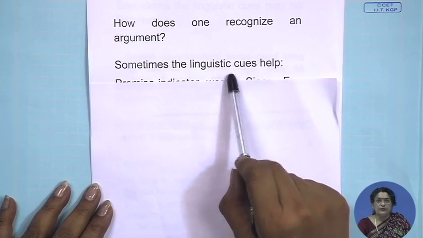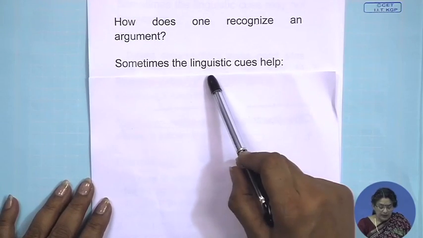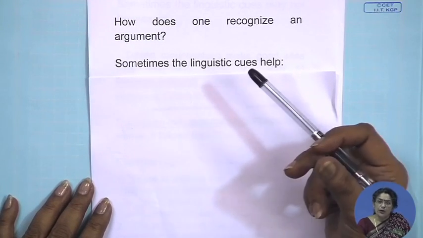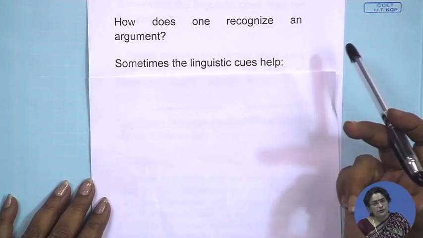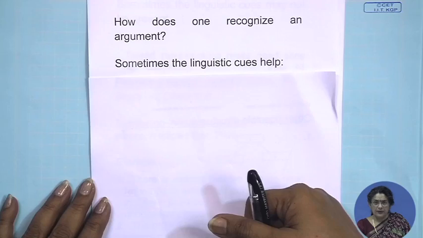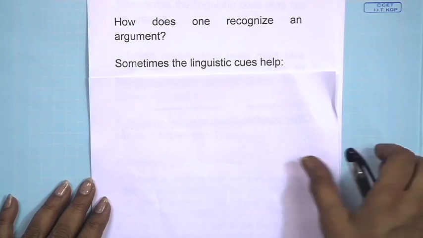Sometimes these tangible signs or cues may come from language itself. So, remember to read the argument carefully. Sometimes the linguistic cues may help. Linguistic cues are some words or phrases that might be there in the passage or in the set of claims itself. What kind of language words? Well, there are some known indicator words.